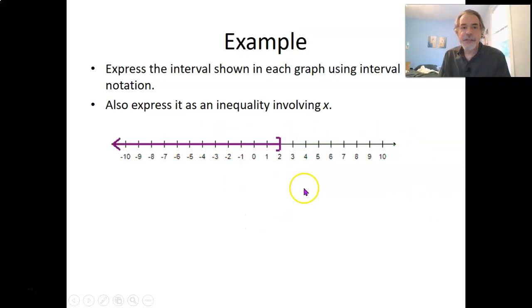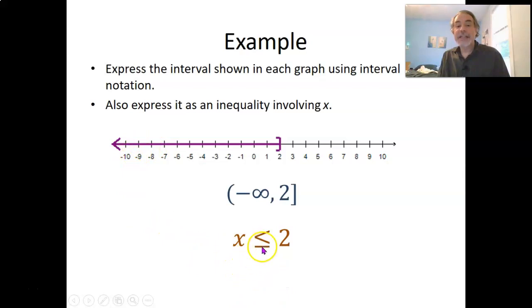What about this? This is the interval from what to what? Well, from -infinity to 2, with a square bracket by the 2, because that's what's showing on the graph, and a round parenthesis by the -infinity symbol. X can equal 2 or anything less than 2. So this would be x is less than or equal to 2.